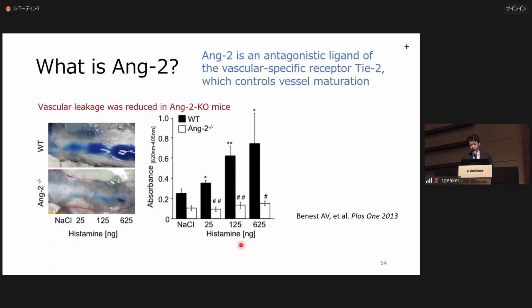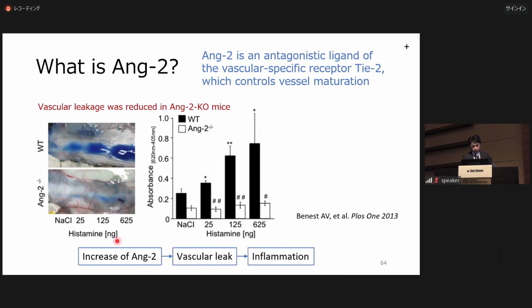ANG2 is an antagonistic ligand of the vascular-specific receptor Tie2, which controls vessel maturation. In this paper, using ANG2 knockout mice, vascular leakage was reduced. So if the ANG2 level is increased, vascular leak is induced and inflammation is enhanced.